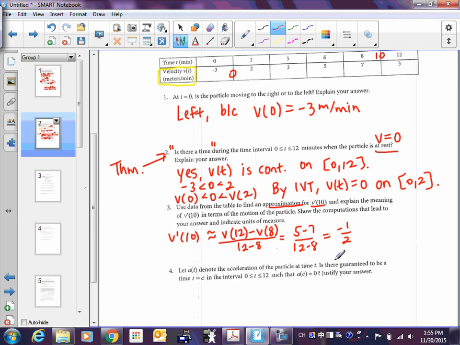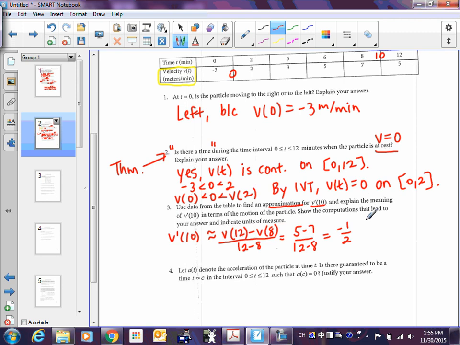There's a reason you might want to simplify. There are multiple choice problems where that would be required. It could be that I want to use this number in the next part. But it's not required. What is required is that you show your work. If all you write down here is -1/2, you're not going to get the credit, because it does specifically say, show the computation that led to your answer.